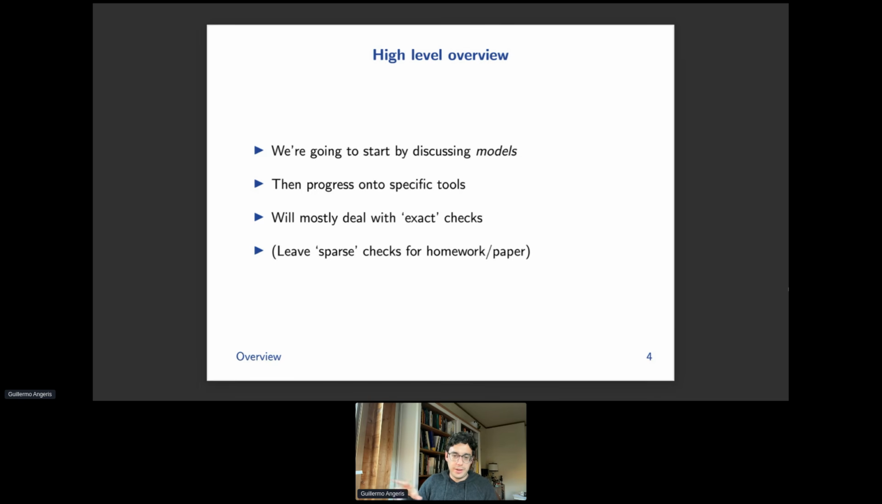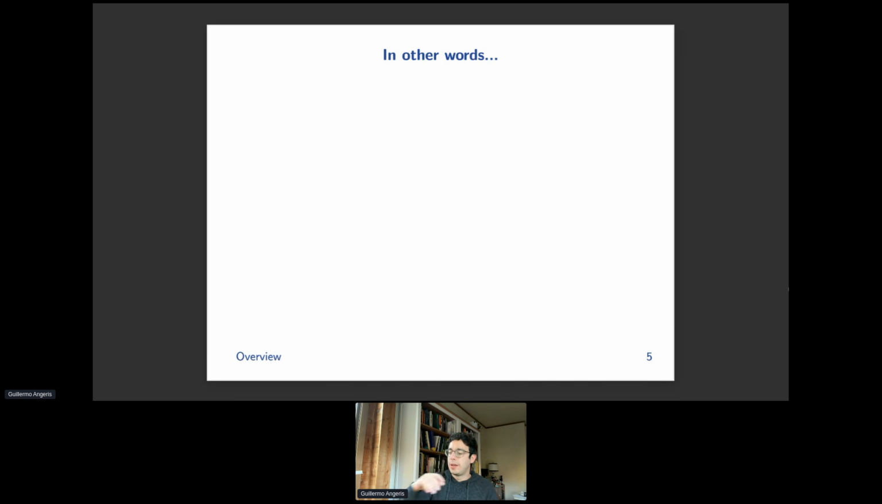But the paper deals with two types of checks. Those are what one calls exact checks: this thing is equal to 0 everywhere. The paper also talks about sparse checks, which are things like: maybe this thing is not 0 everywhere, but it's 0 in a lot of places, and that is enough for us. I'm going to leave those sparse checks. We'll discuss them only a tiny little bit, but for the most part they'll be left for the homework. If you are interested in the proofs of that, which are a bit more involved, they're in the paper as well. Okay. So the other way of putting this entire lecture is that we're essentially going to build our toolbox of tools.